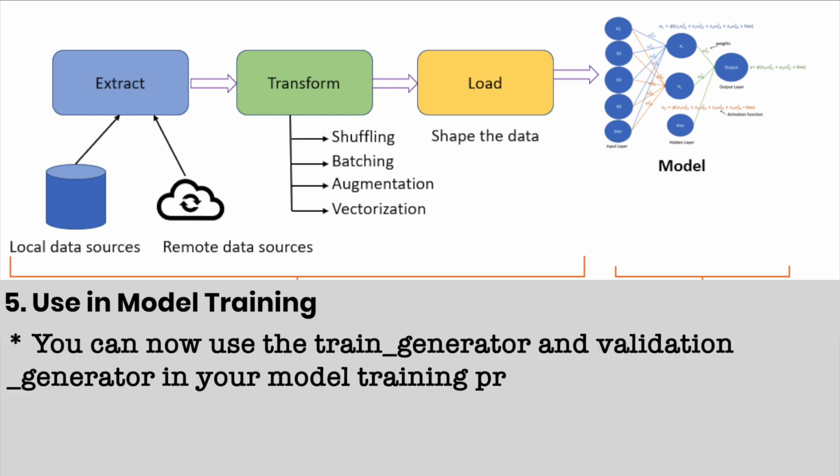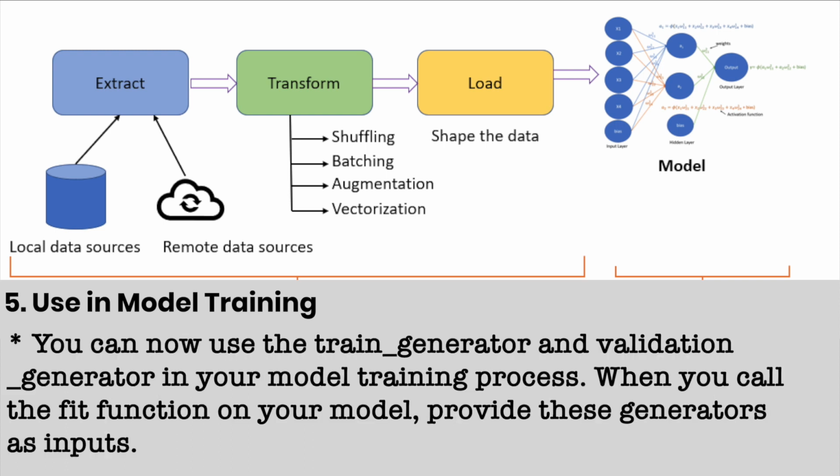Use in model training. You can now use the train generator and validation generator in your model training process. When you call the fit function on your model, provide these generators as inputs. By following these steps, you can efficiently load and pre-process image data using TensorFlow's data pre-processing tools, enhancing the robustness and effectiveness of your image classification model.